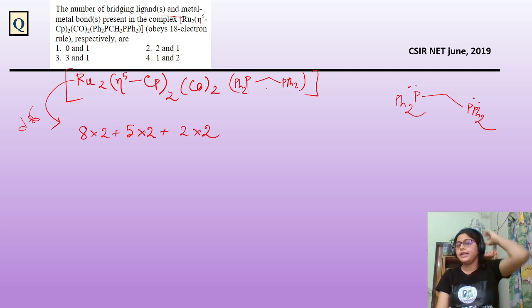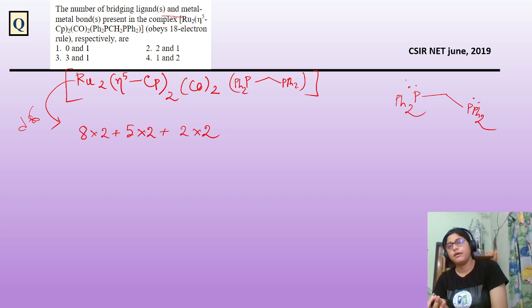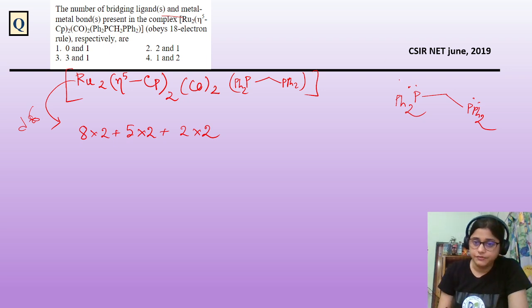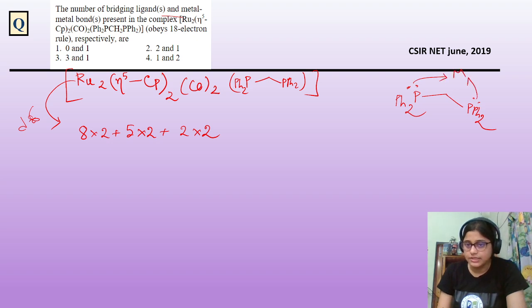So if you see any ligands which you are not familiar with, you have to try to draw the structure and have an idea about the valence shell electronic configuration of the donating atom. Okay, so this is the structure of this ligand, and it will be a bidentate ligand because it can donate through this and this to the metal.